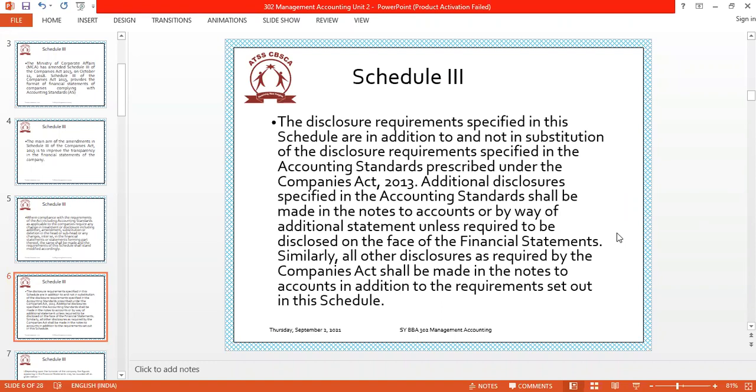So this Schedule 3 further goes ahead and we speak about something called disclosure. Disclosure means what? We have to disclose. Disclose means what? We have to give information.